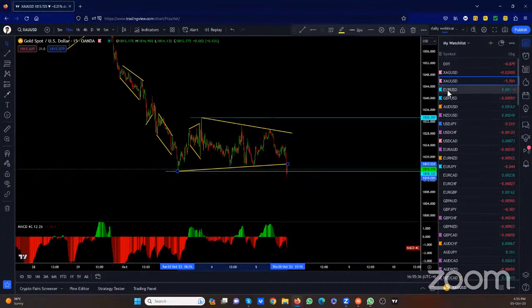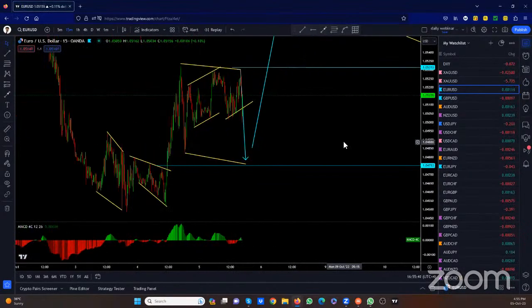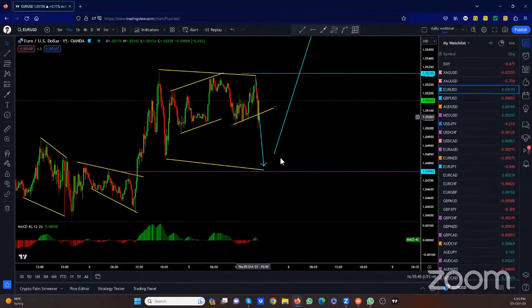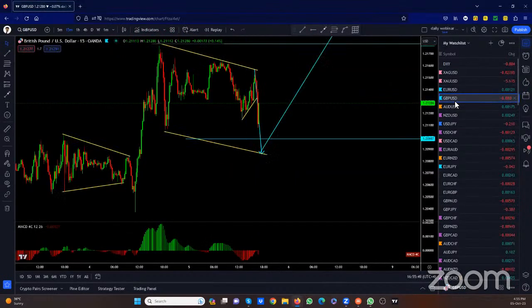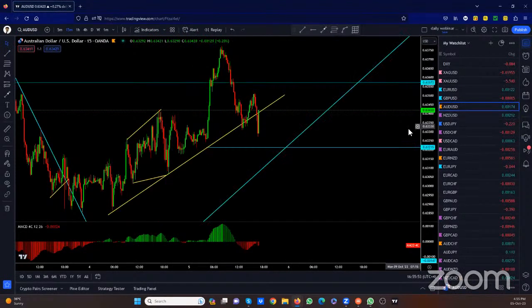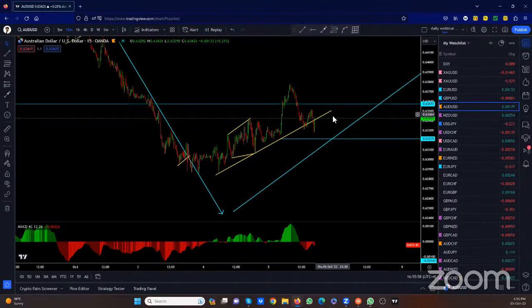Okay, let's go. Euro. It's going back up, so let's see if it's going to come back here a little so we get the buy setup. Pound dollar, same thing. Aussie. Okay, if Aussie goes back up, we'll get a buy setup on it. That's just going back really strong.